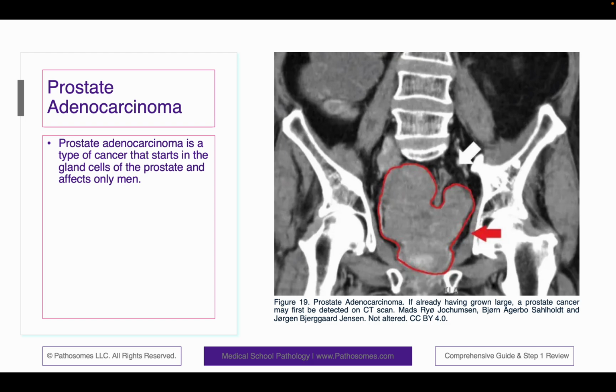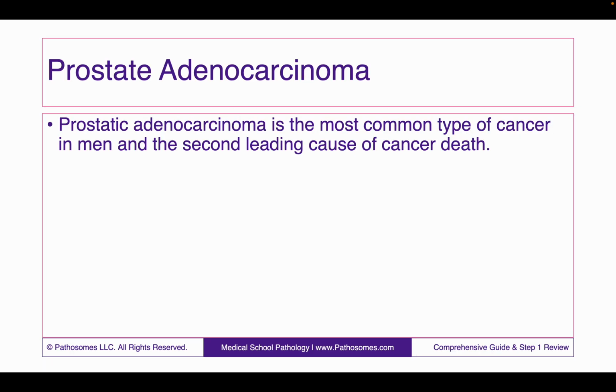Now let's talk about something that's very, very important, because you're going to be asked about it on tests and in real life. This is prostate adenocarcinoma. Very important. Let's make sure this all sinks in. Prostate adenocarcinoma is a type of cancer that starts in the gland cells of the prostate and affects only men. Prostatic adenocarcinoma is the most common type of cancer in men and the second leading cause of cancer death.